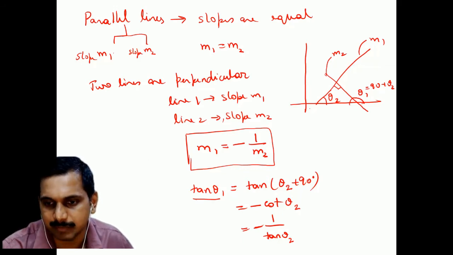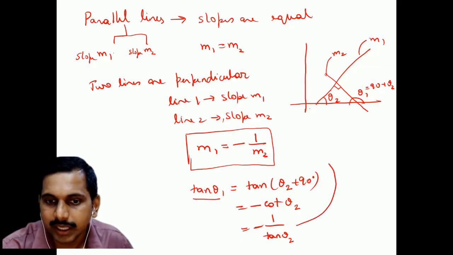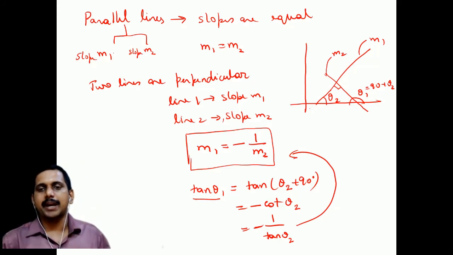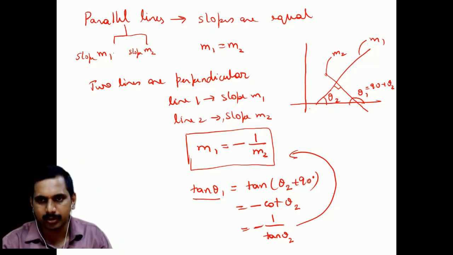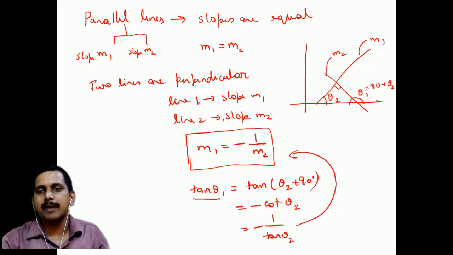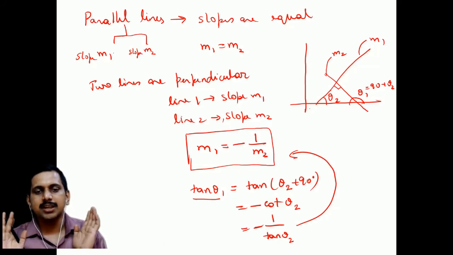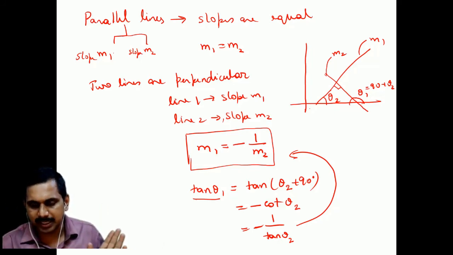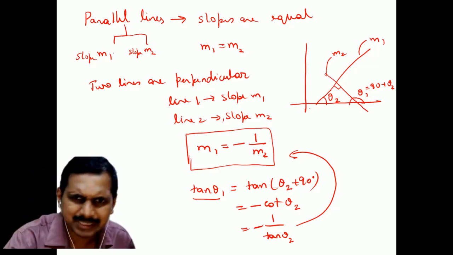So tan theta 1 is equal to minus 1 by tan theta 2. This is m1, this is m2. So m1 is equal to minus 1 by m2. So if two lines are perpendicular, then what happens? m1 should be equal to minus 1 by m2. Is that clear, students? Any doubts here? Very basics. I am going with the basics.